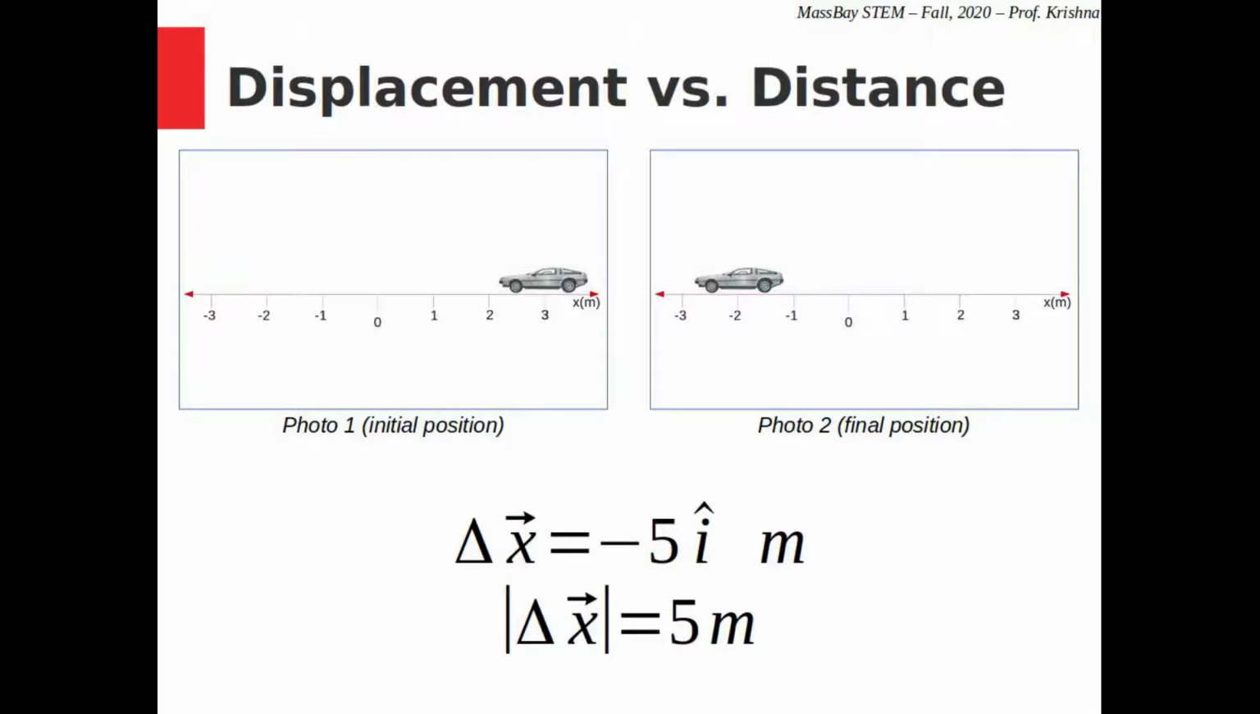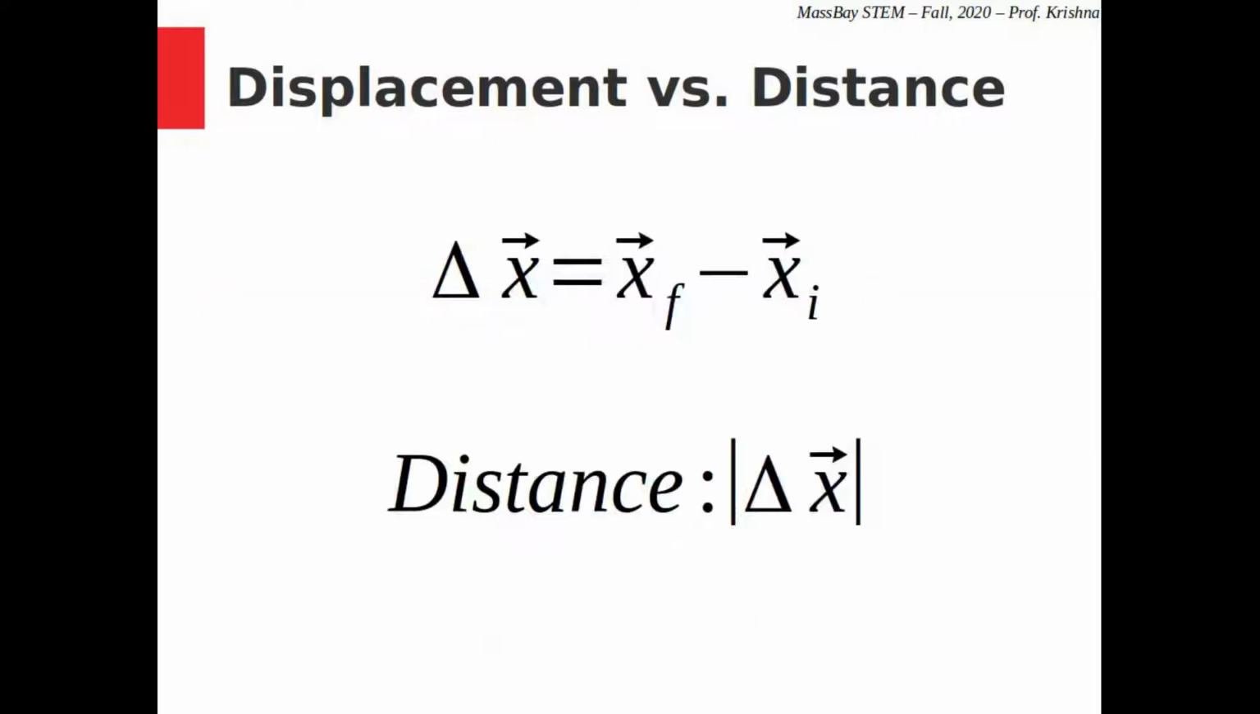Now, suppose we were to ignore the direction of displacement and only focus on its size. That means we would lose the i hat, but we would also lose the negative sign, since that is what indicated direction. We have now created a scalar version of displacement. It is called distance. Unlike displacement, distance has no direction as it is always positive.